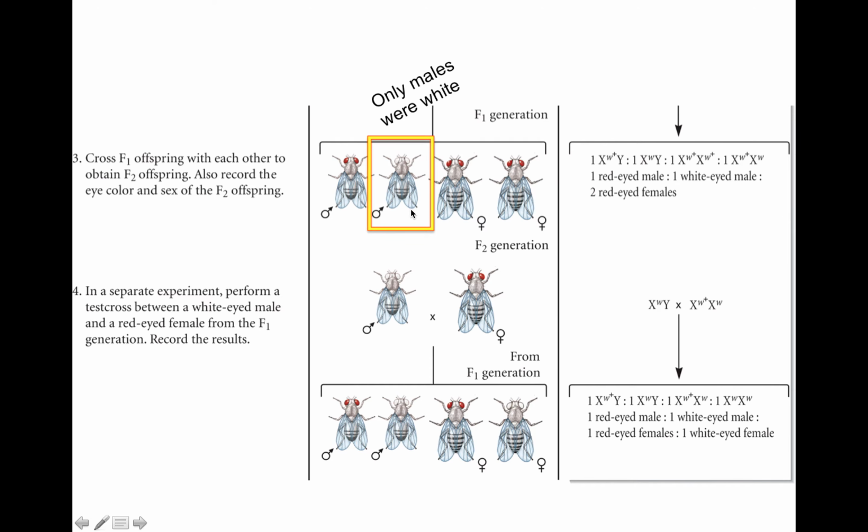So he decided to do a test cross. He took a white-eyed male and mated it to a female from the F1 generation. And this is what he got after that, a 1:1 ratio, indicating that this female was heterozygous for the white-eyed allele.